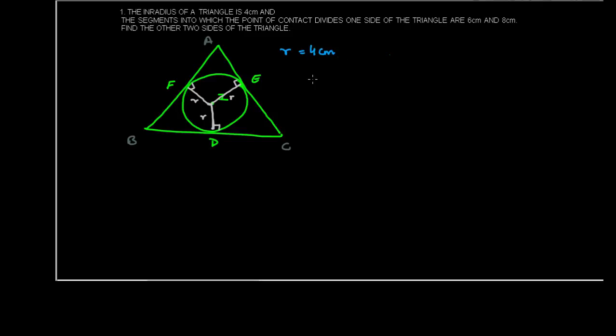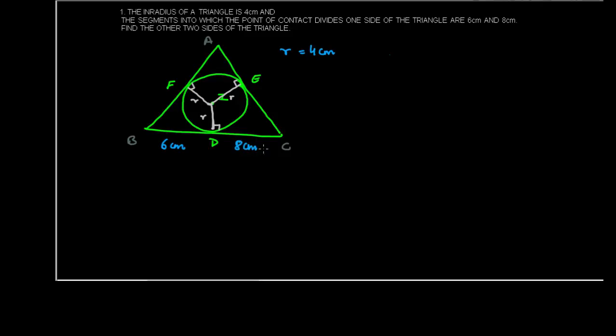They've given in radius of the triangle as 4. The segments into which the point of contact divides one side of the triangle are 6 centimeters and 8 centimeters. So let us take any one side. Let me assume BC. So they're saying that this D point, which is the point of contact of this tangent with the circle, divides this BC into two segments of lengths 6 centimeters and 8 centimeters.